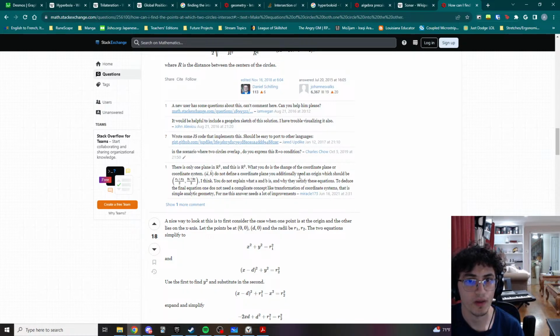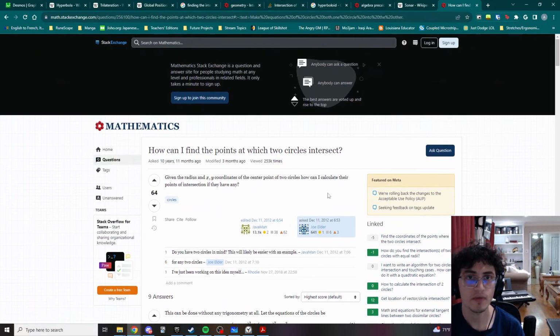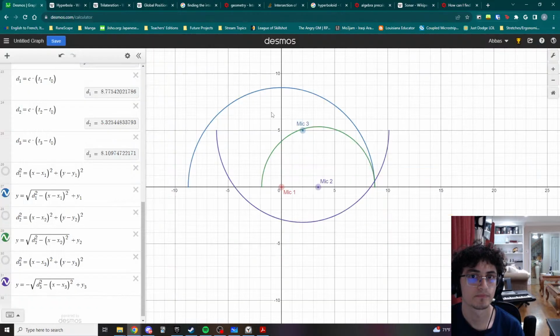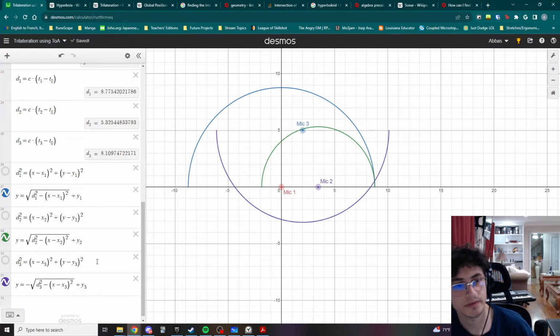All right. Cool. Good stuff. I think I can close out of this. Oh, let's save this actually. Solving for TOA, or trilateration using TOA. Got this.